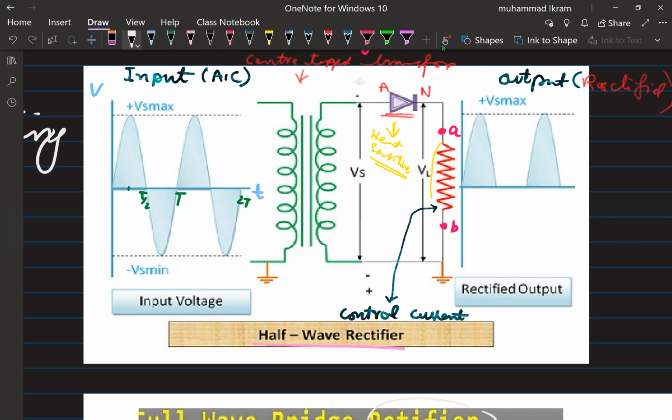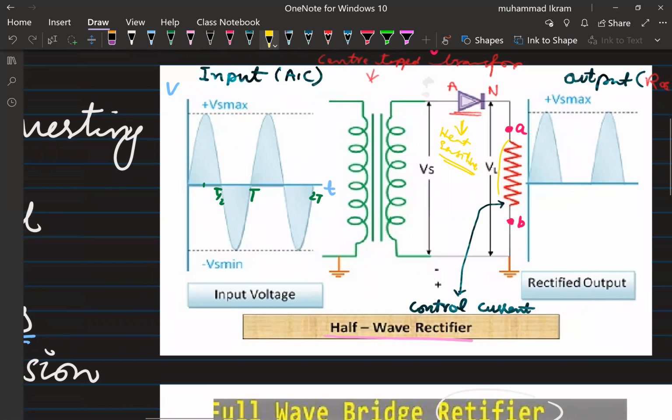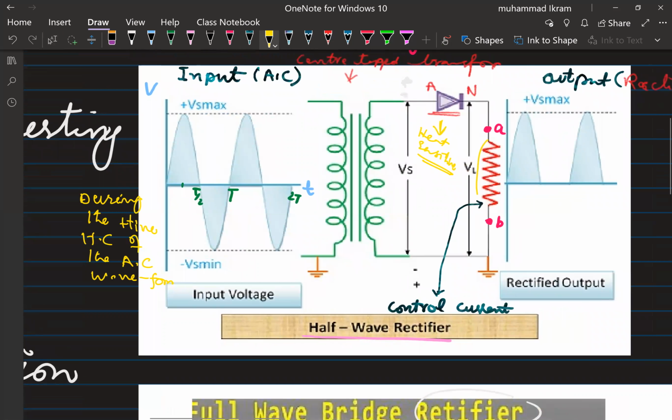Now look, that is during the positive half cycle of the AC waveform, what is going to happen here? Now, what is the positive half cycle? The positive half cycle is from 0 to T by 2.